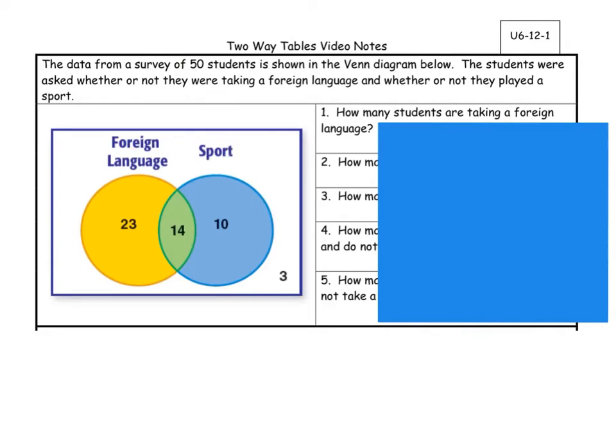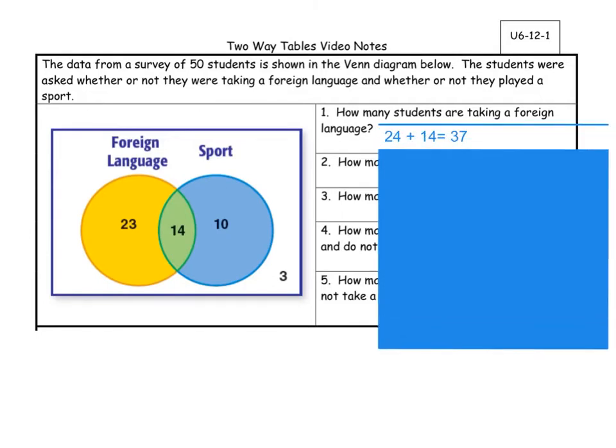So the first question we're going to look at is how many students are taking a foreign language. So we're looking at this yellow circle right here. So it's 24 plus 14. And that total, 24 plus 14, is 37. So 37 students are taking a foreign language.